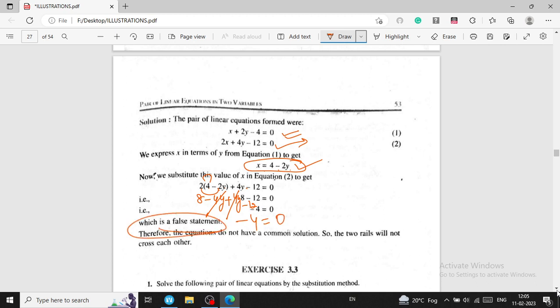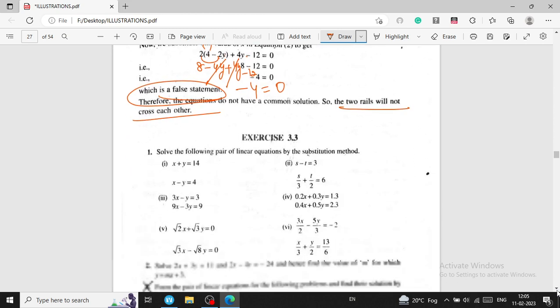And this is a false statement. This type of statement is a false statement. We cannot take a common solution. So two rails will not cross each other. They can never cross each other. They will always be parallel.